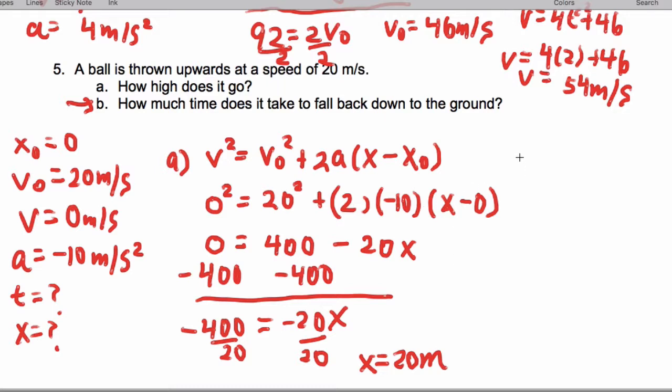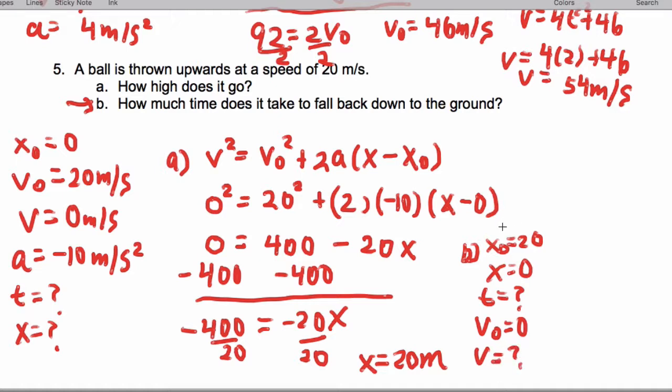Now let's figure out the time it takes to hit the ground. So here we go. For part B, I know that its initial position is 20 meters in the air. It ends up at 0. I don't know the time. I know the starting speed is 0. I don't know the final speed. And I know that my acceleration is -10 because it's going downwards.